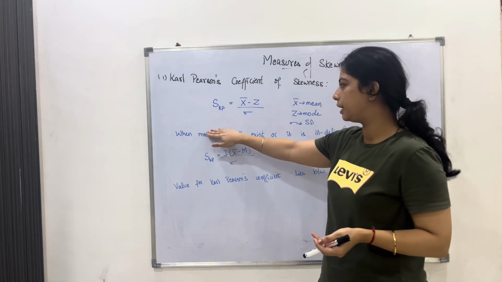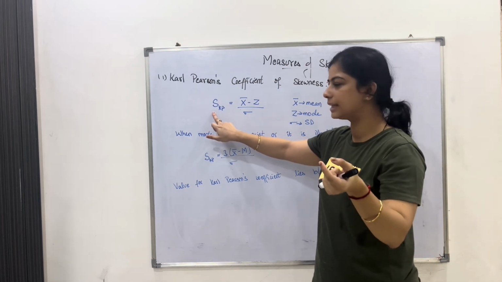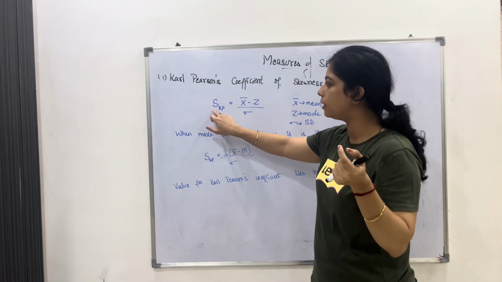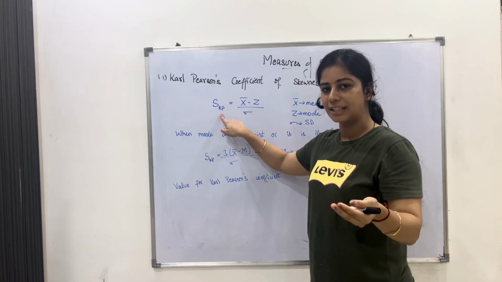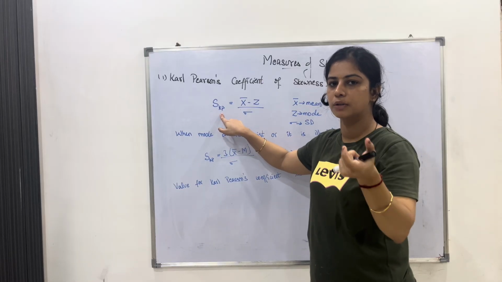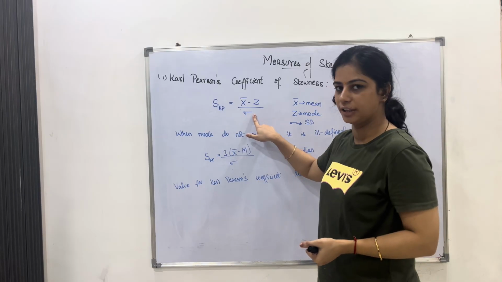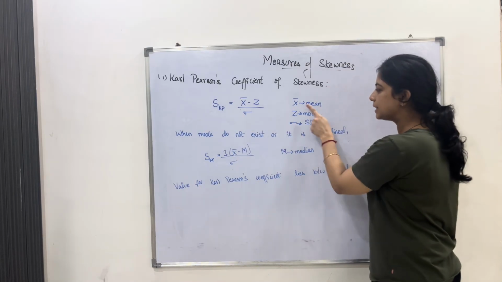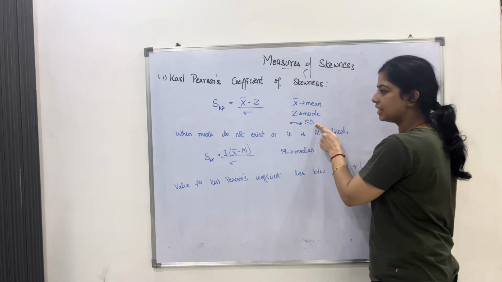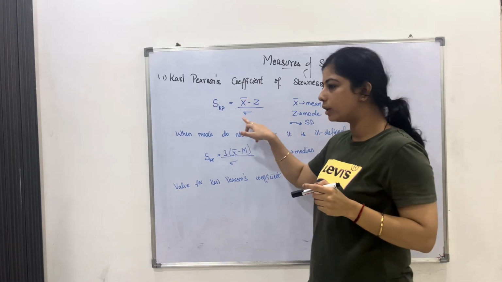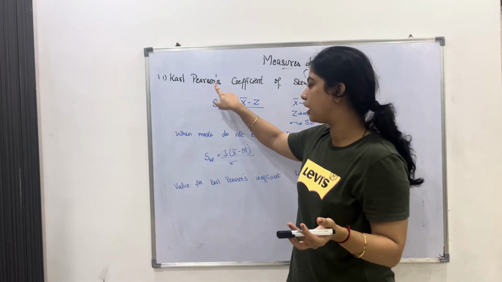Now, this is the formula for this. We denote skewness with the letter S, the first letter. And for Karl Pearson, we denote that by Kp. So, this is the formula for skewness for Karl Pearson, which is equal to mean minus mode divided by standard deviation. Here I have mentioned X bar is nothing but your mean, Z is your mode, and sigma is the standard deviation. So, we need to calculate all three and then substitute in the formula in order to get the skewness in the case of Karl Pearson.